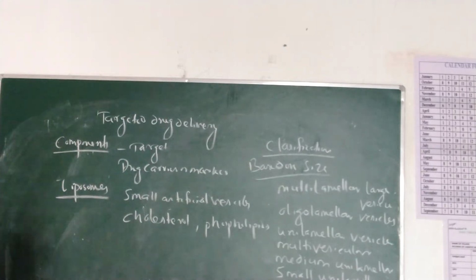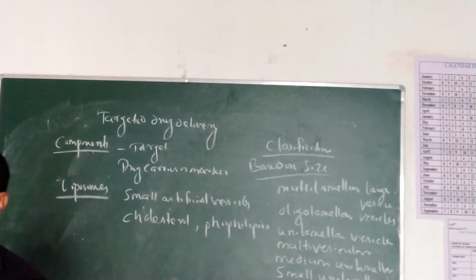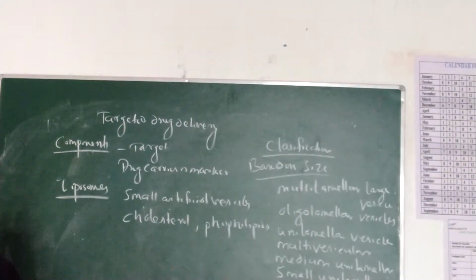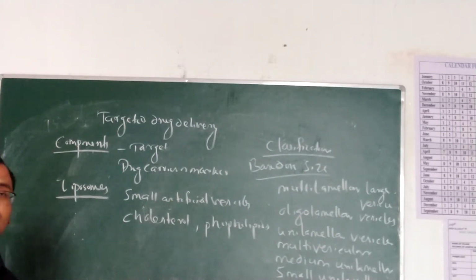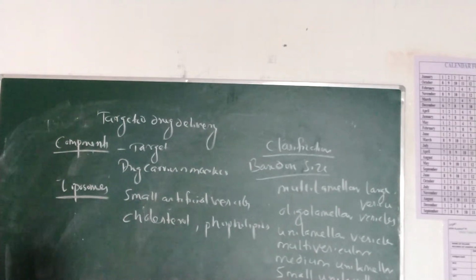That's why different types of targeted drug delivery systems have been discovered nowadays to deliver the drug efficiently to a particular organ by minimizing the toxic effect and maximizing the therapeutic index of the drug. Let us discuss the different components of the targeted drug delivery system. In the targeted drug delivery system, generally we can tell there are two important components. One is the target area, and the second is the drug carrier or marker.